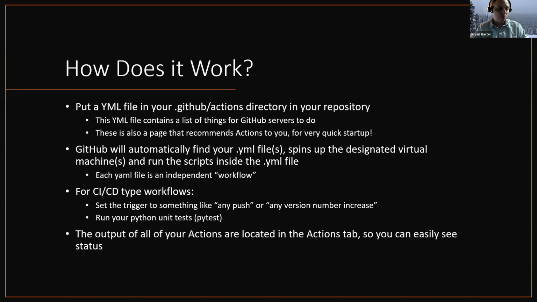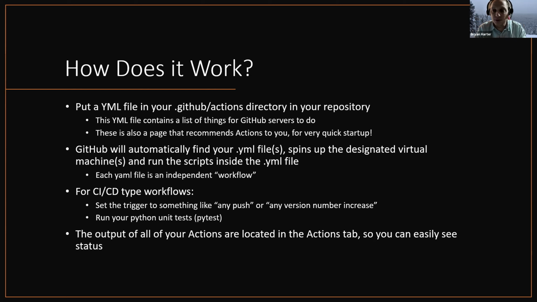So how can you get started using it? GitHub automatically looks for a YAML file in your .github/actions directory in your repository. And that YAML file just contains a list of steps or actions for the GitHub servers to do once that action is triggered.